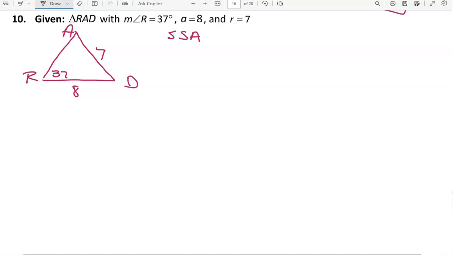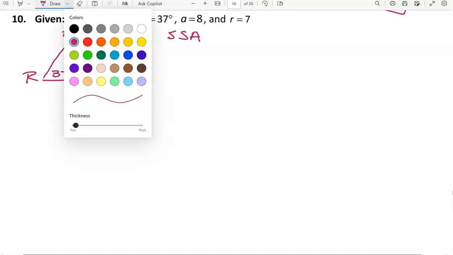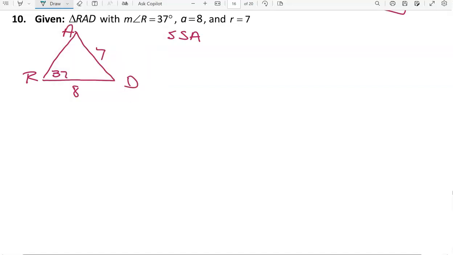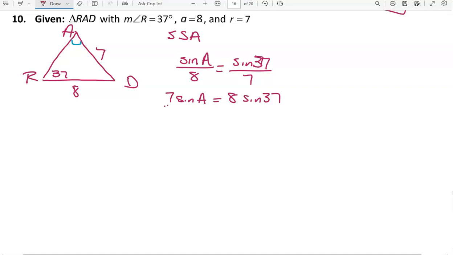All right, so law of sines involves two angles and two sides. So the missing angle, considering the pairs of opposites that we have, is angle A. So when we set this up, the sine of angle A divided by 8 is equal to the sine of 37 degrees divided by 7. Cross multiplying, 7 times the sine of A is equal to 8 times the sine of 37 degrees. And we're going to divide by 7 and then take the inverse sine.